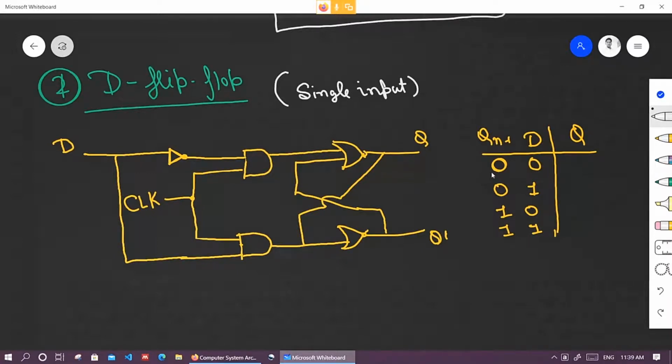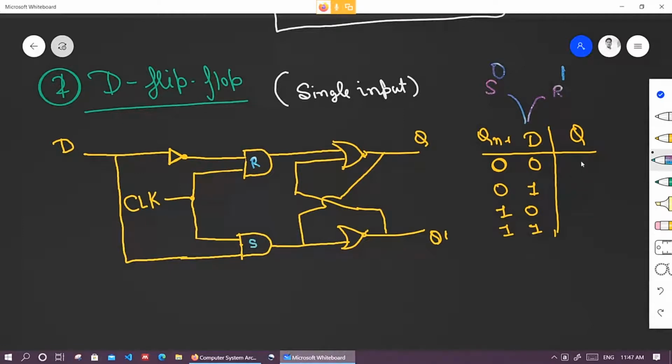So when previous state is 0 and D is 0. Now what we do, the same. We try to use the table of the RS flip-flop and see how this input is going. So we will go for S and R both. When I am supplying 0 over here, this 0 will get complemented and R will be getting a 1 input and S will be getting a 0 input.